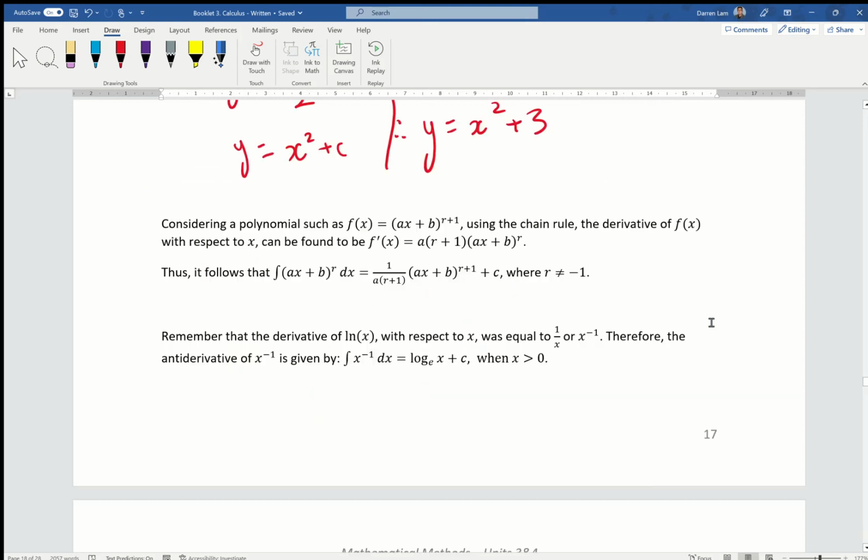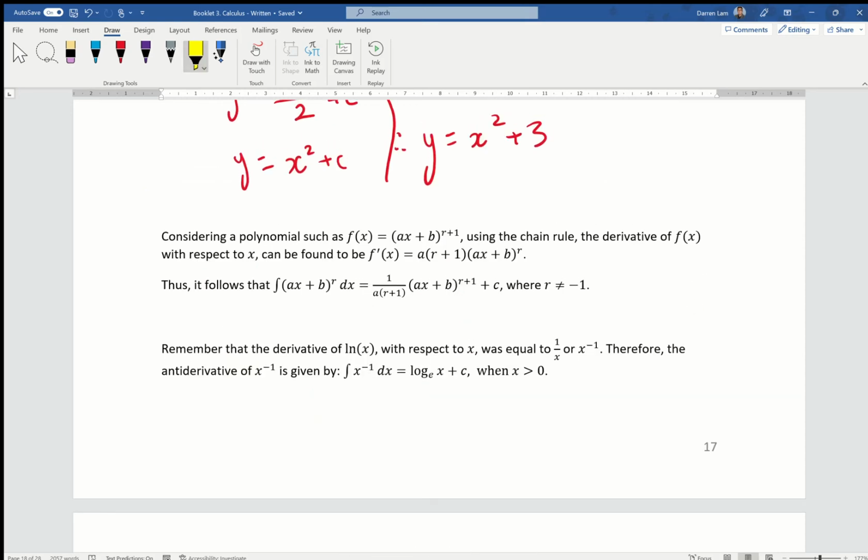There are two other concepts I need us to look through for this exercise. The first one is focusing on our polynomial values here. If we have a polynomial that's in the bracket, just like we're applying our chain rule, it ends up being 1 over a, our coefficient of the x, multiplied by our original function with the increased power, plus c, where r does not equal -1. You'll note that if this value equals -1, you end up with 0, and it just doesn't make sense. So there's a different rule for that, but in the cases where we don't have -1, this is the rule we apply.